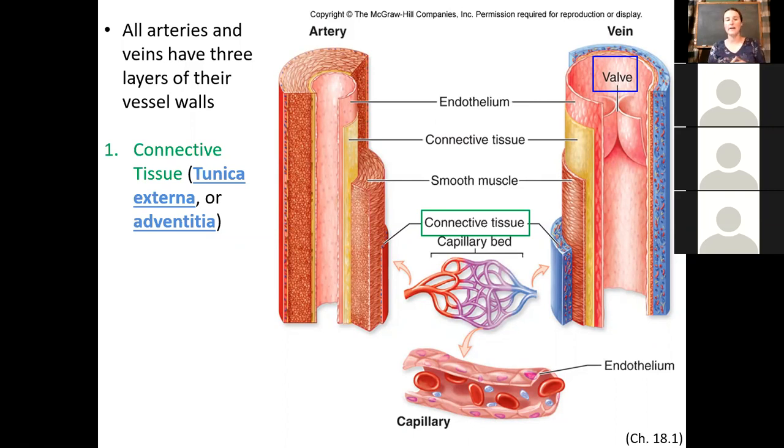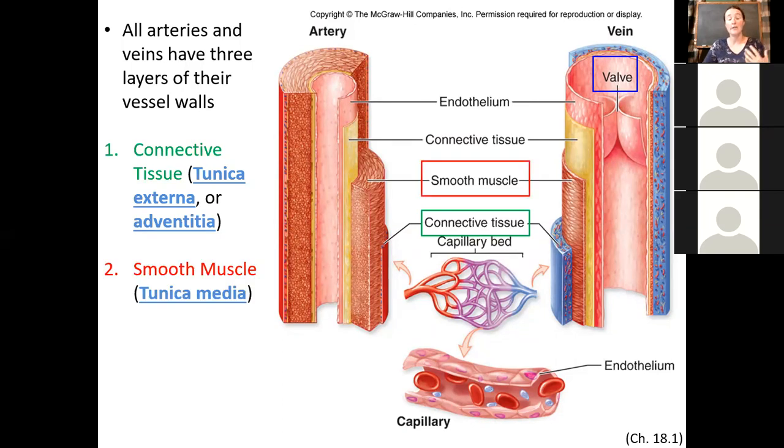Sometimes this layer is called the adventitia, depending on where we're talking about. So for example, the adventitia covers our esophagus, but not a lot of other organs. Okay, so I will make that distinction as we go forth. In general, the outermost layer of the blood vessels is the tunica externa.